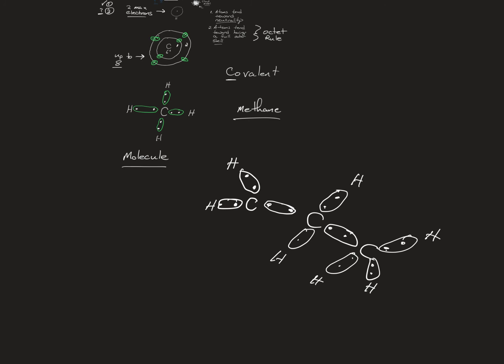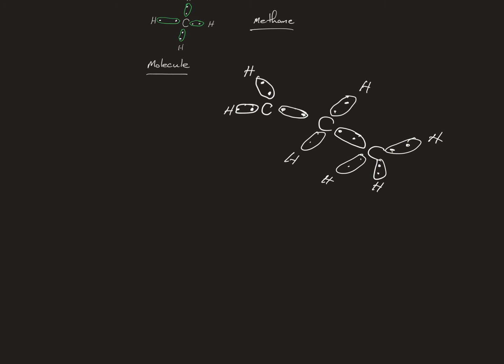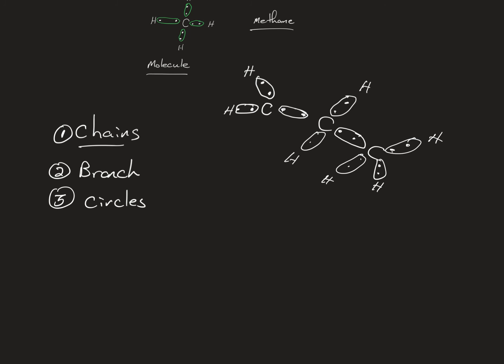The molecules can get very long and big. So what's cool about carbon is it can form chains. That's number 1. It can branch. Carbon can branch. It can form circles, cyclic things. So for instance, it could do something with oxygen.